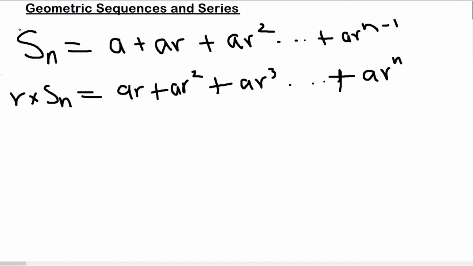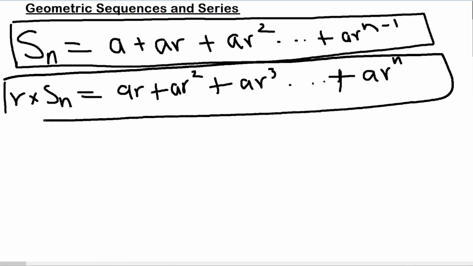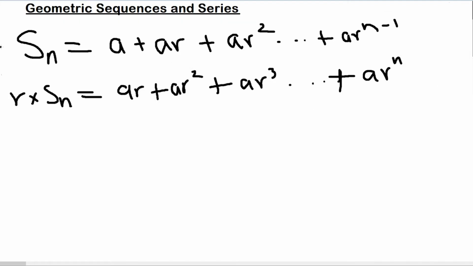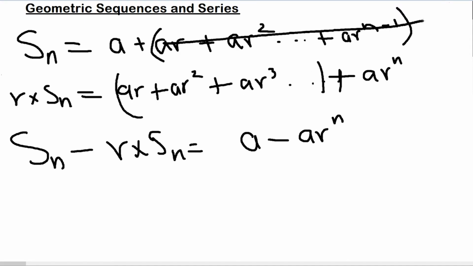Now, if we subtract this equation from this equation, or sorry, vice versa. If we subtract number 2 from number 1, we get Sn minus r times Sn is equal to a minus a r to the power n. Since all of these are common, they will get cancelled.